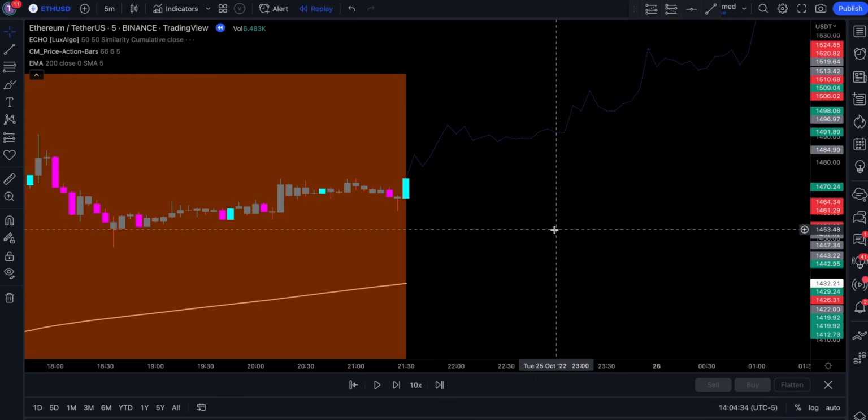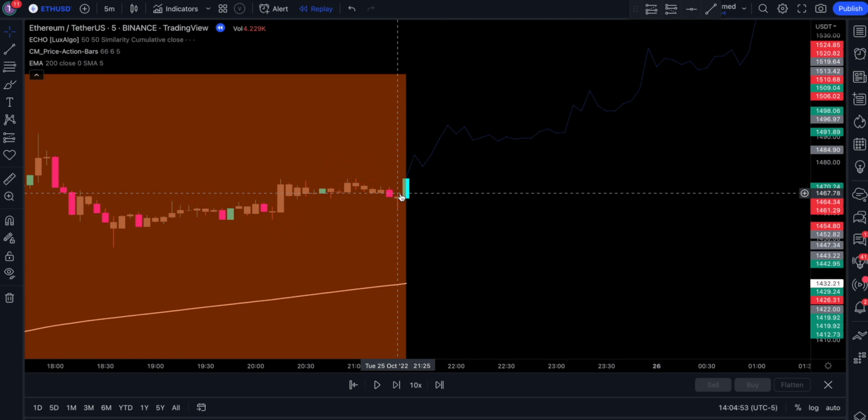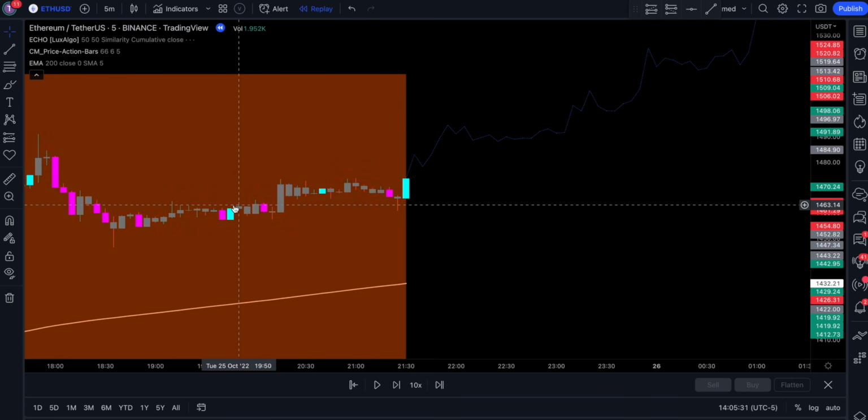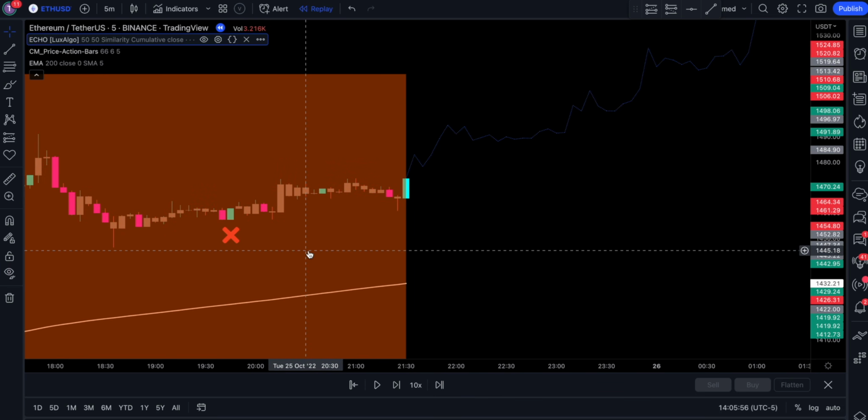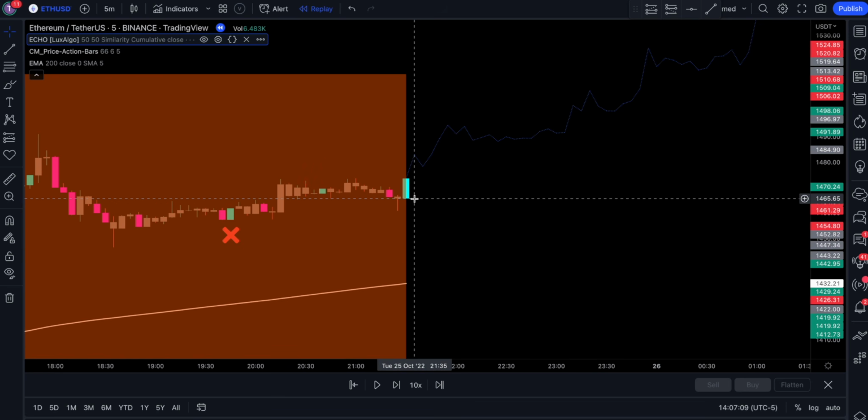First, a blue bar is printed on a chart, and its closing price is higher than the peak of the previous bar. If the closing price does not exceed the high of the previous candle, the signal becomes invalid. Rule number 2, the candlestick must be fully above the exponential moving average. This means that neither the wick nor the body is touching the line. Rule number 3, the Echo forecast indicator must predict an uptrend.